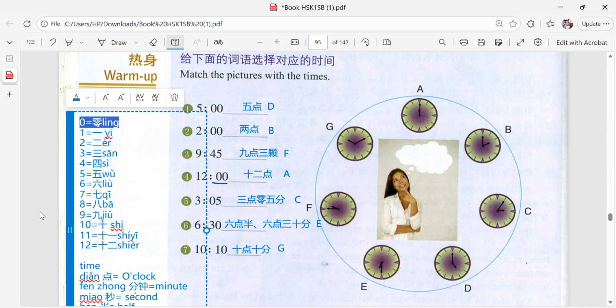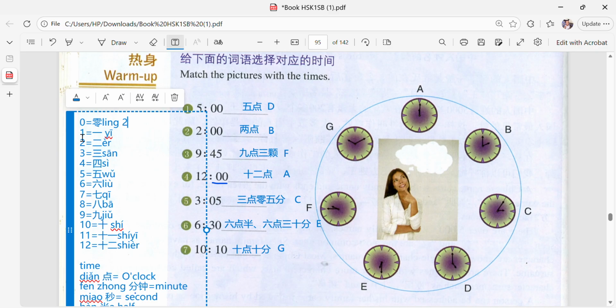All right. So on the left, you can see we have numbers from 0 up to 12. These are the numbers that we use while describing time in Chinese. 0, the pronunciation for 0 in Chinese is Ling. This Ling has a second tone. A second tone is a rising tone. I hope you remember that.